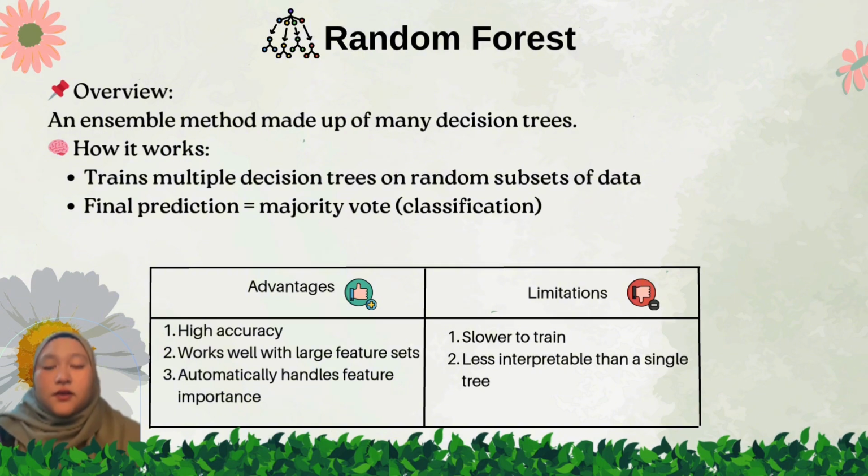For the strength, it reduces the overfitting common with a single decision tree, and is robust and accurate for complex data. For the advantages, it has high accuracy, works well with a large feature set, and automatically handles feature importance. For the limitation of the random forest, it's slower to train and less interpretable than a single tree.